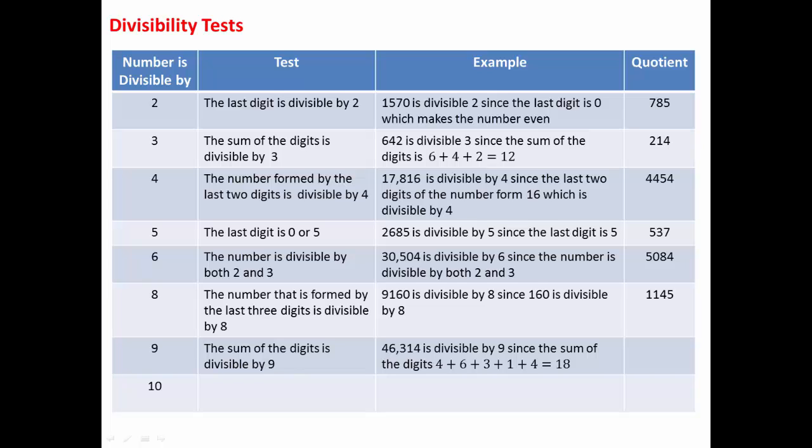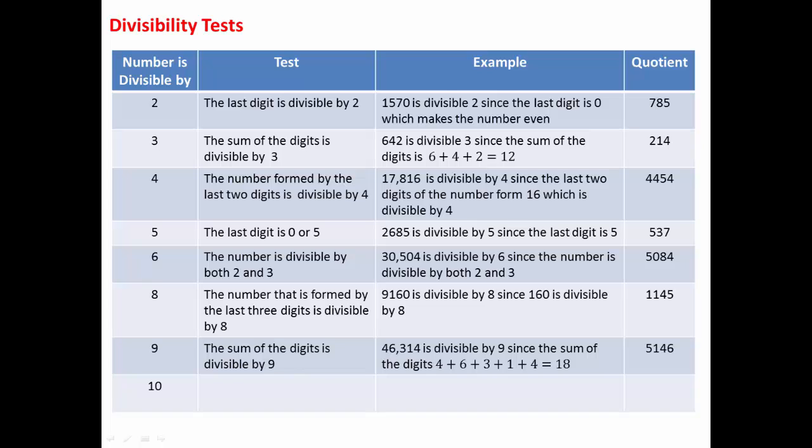When we divide 9 into 46,314, we get the quotient 5,146. For the last one, most of us probably remember this from elementary school.